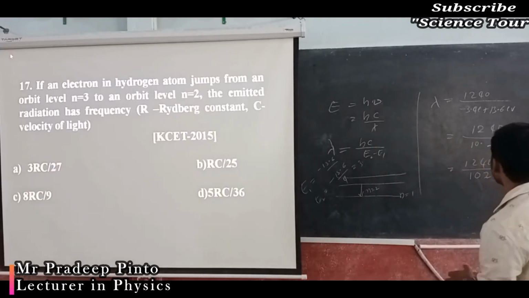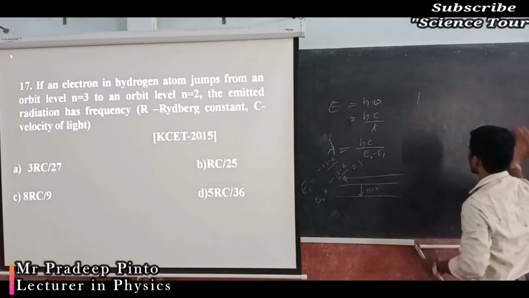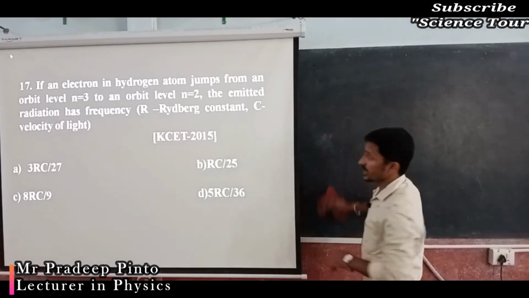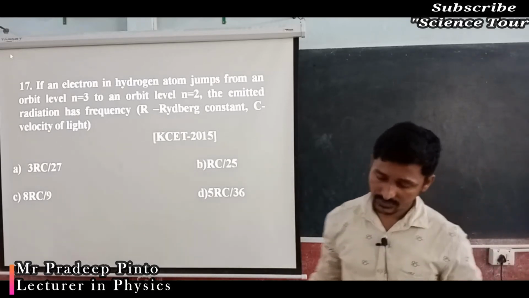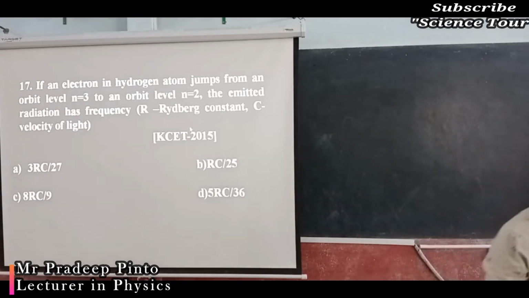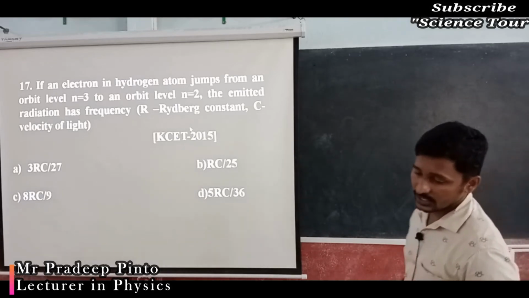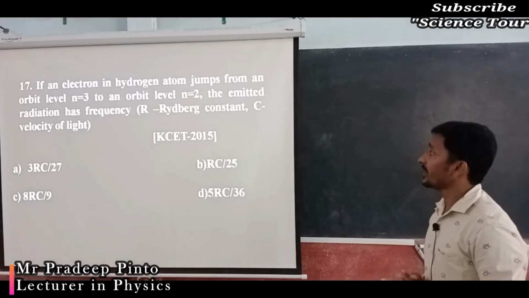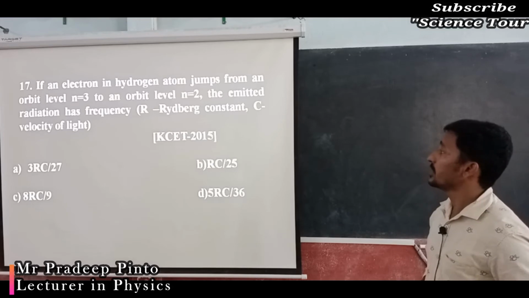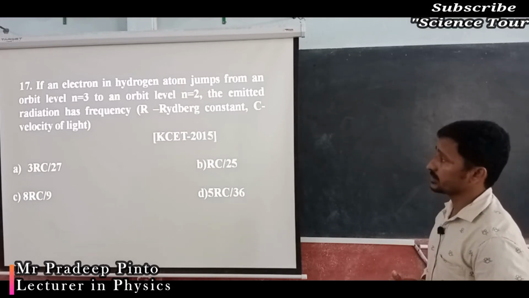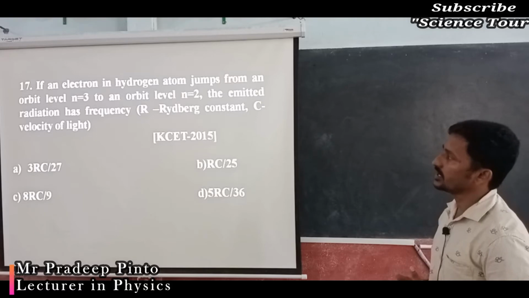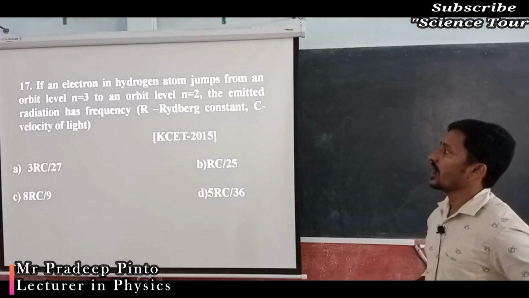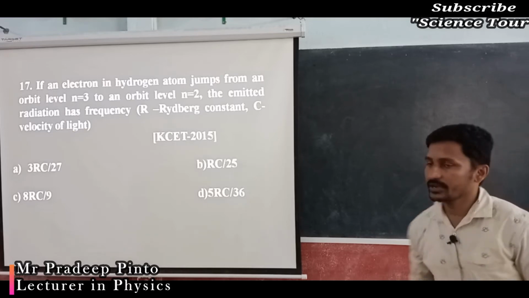Next problem, go through it. Okay, so go through the screen. The problem says that if an electron in a hydrogen atom jumps from an orbit level n is equal to 3 to an orbit level n is equal to 2, the emitted radiation has a frequency. So frequency you have to find out.